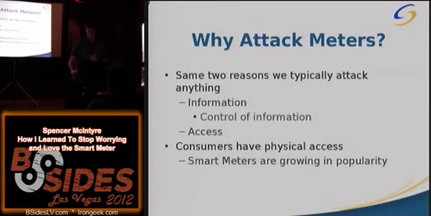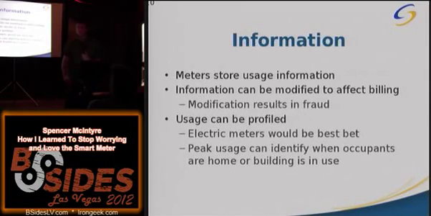So, all right, the information that's on the device. The meters are storing usage information. That's their primary function. The type of information stored on the device is how much electricity is being used, and a lot of times at what time of day. That's a very critical component because a lot of the utility companies are moving towards a TOU, or time of use, billing model.